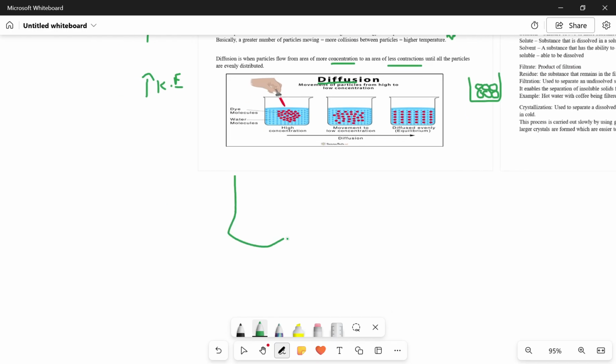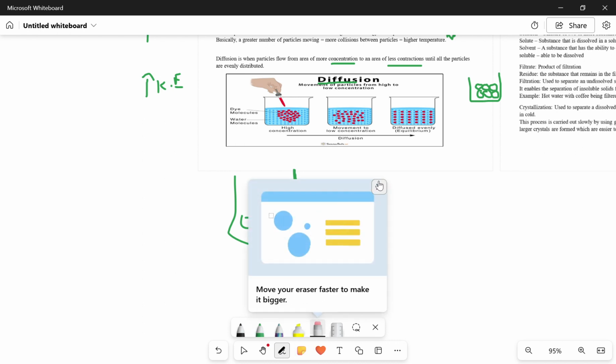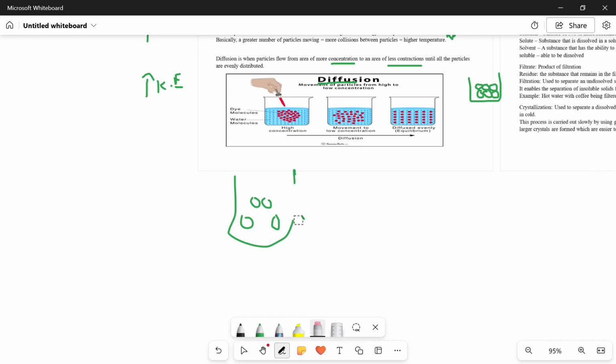Say I have four particles here. One, two, three, four. It does not require a membrane, but for separation, let's say this was the thing that separated it, and you have another side which has just two molecules.